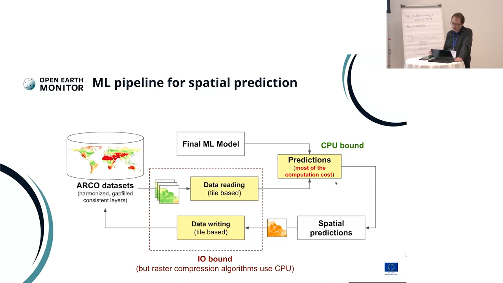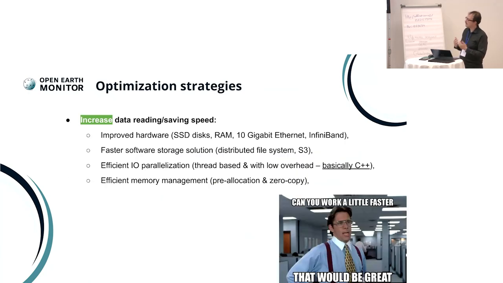And when you go for prediction, it's basically CPU bound, right? So it depends on how many cores you have, what your infrastructure is, and the speed of the CPUs and things like that, or GPUs. Considering these two possibilities, we can think about some optimization strategies, right? What exactly can you do in practice to really speed up data reading and saving? The most obvious thing is actually to improve the hardware, right? If you have the images stored, for example, on an SSD disk, it will be better than hard drives, right?